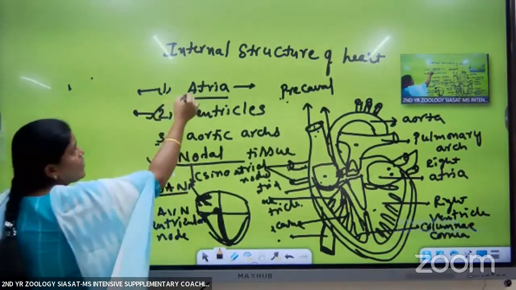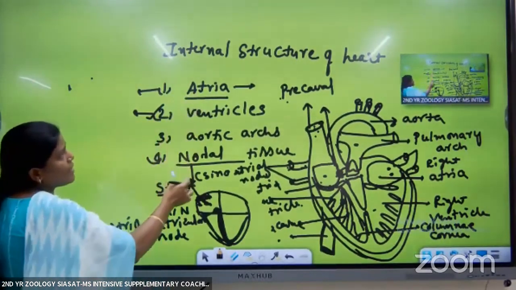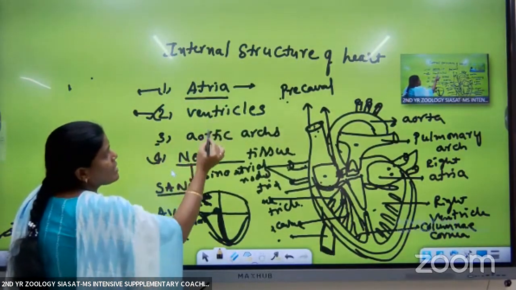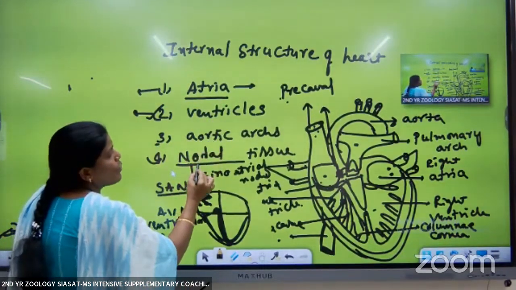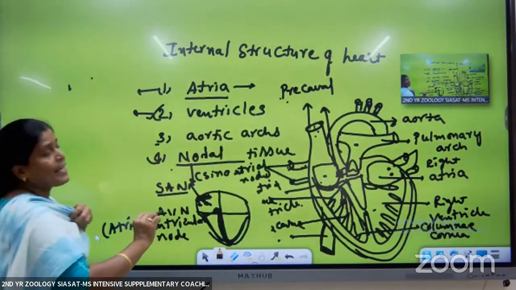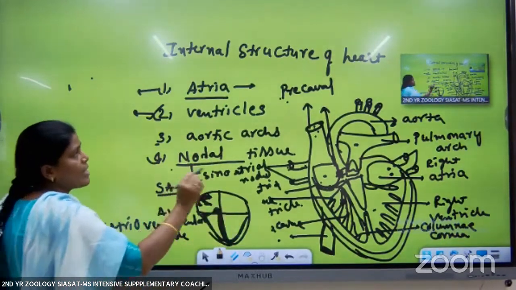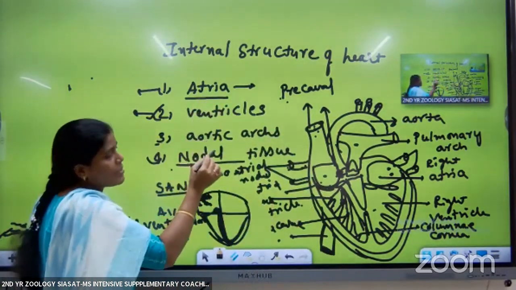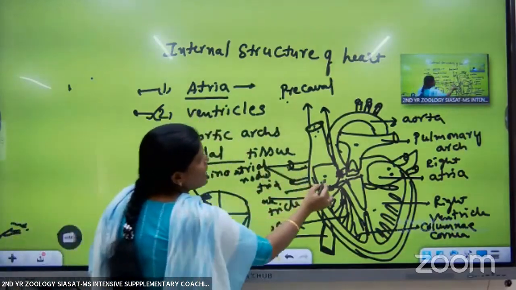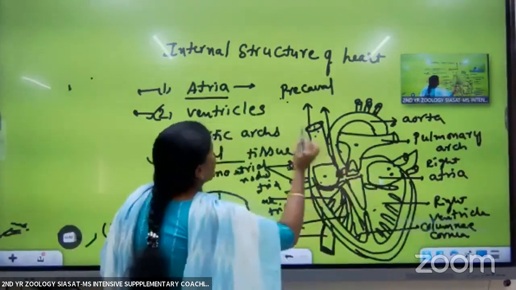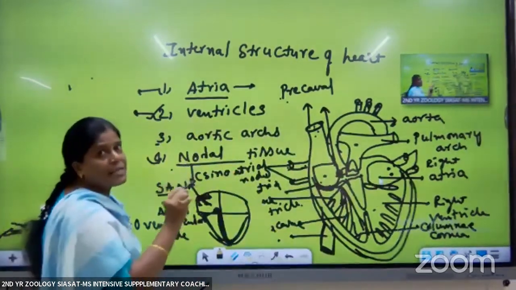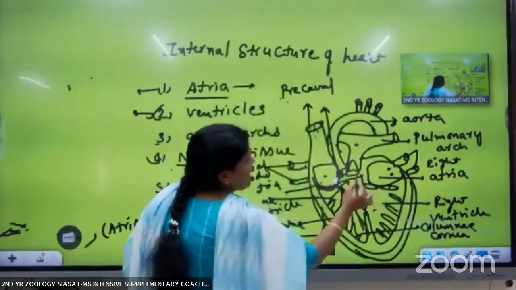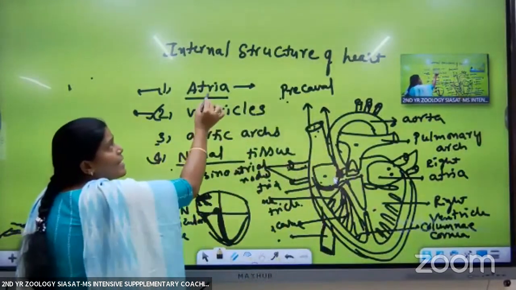The internal structure of the heart has four headings. First heading is the atria. Second is the ventricles. Third is the aortic arches. Fourth is the nodal tissue. Atria, I am briefing simply, are the upper chambers and the receiving chambers. They receive deoxygenated blood as well as oxygenated blood. The right atrium is larger than the left atrium. Between the two atria, the septum is called the interatrial septum.